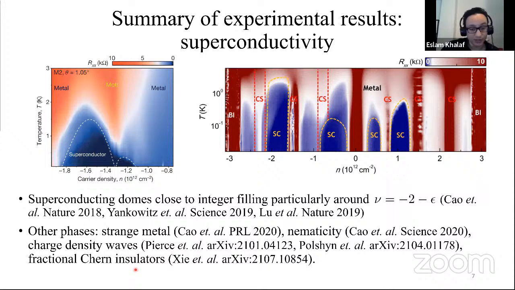But I will mostly focus on the three main phases, which are the correlated insulators, the quantum anomalous Hall states, and superconductivity, since these are basically the phases that have been most robustly reproduced and are seen essentially by everyone.